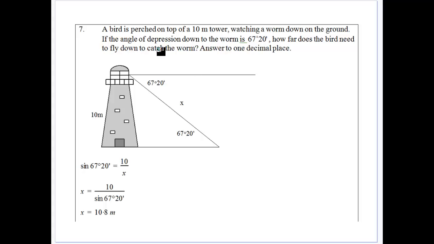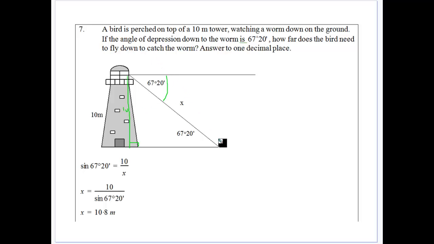This time we've got a bird which is perched on a 10-meter tower. It's watching a worm on the ground. It has an angle of depression of 67 degrees 20 minutes. So that's its angle of depression. The tower is 10 meters tall from where it is. So what I've done here is play around. I'm basically forming a triangle up here, and I'm looking at that being 10 meters there.